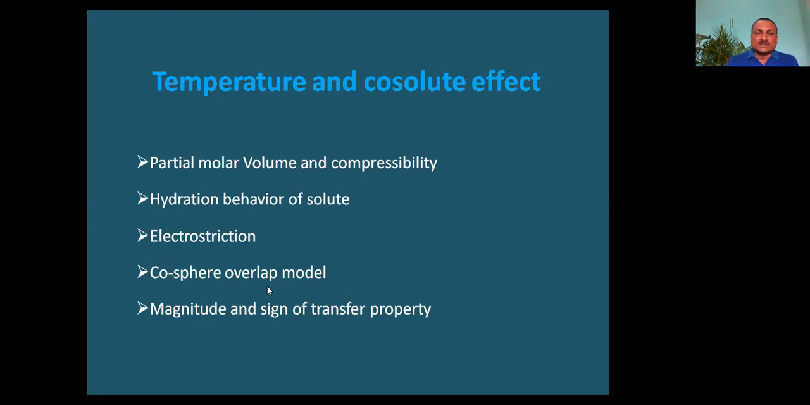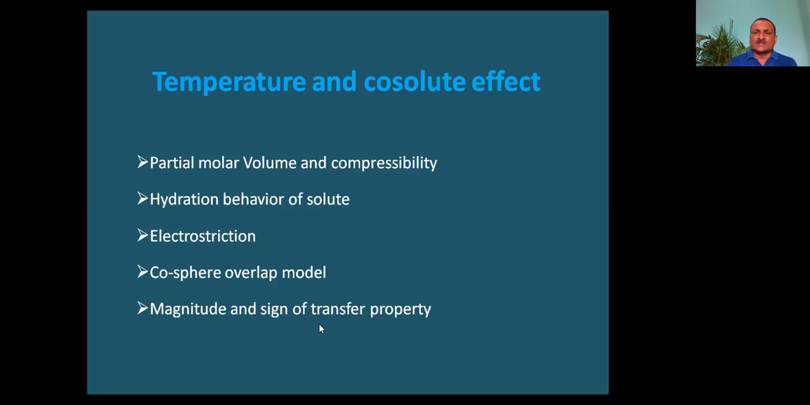So if you consider the transfer properties, transfer volume and transfer compressibility, and if they are positive, then it is confirmed that in that system ion-hydrophilic type of interactions are present. And if it is negative, that is, there is a decrease in the partial molar volume or compressibility upon addition of the co-solute, then hydrophobic interactions are confirmed. In this way, how increasing the temperature and adding a co-solute affect the partial molar properties of the solution can be understood.